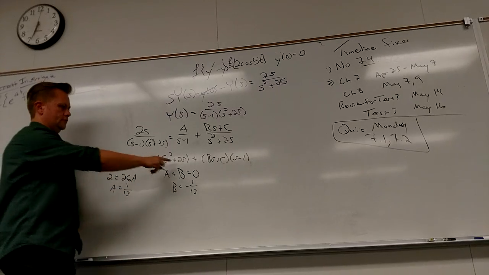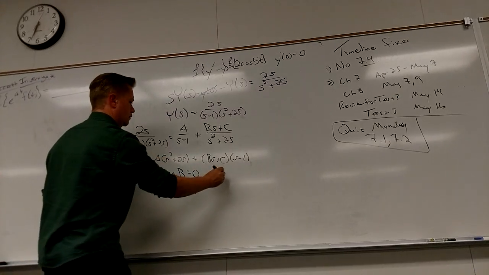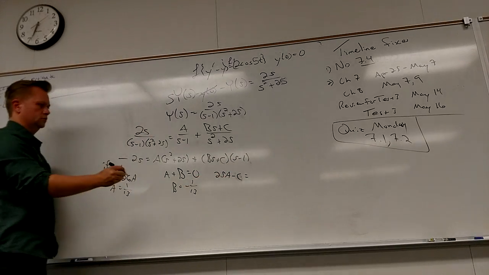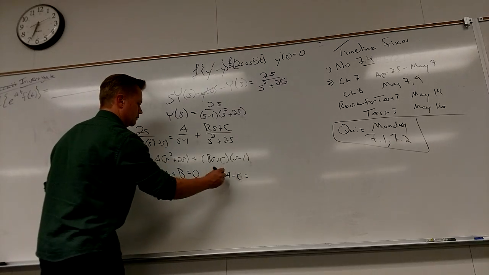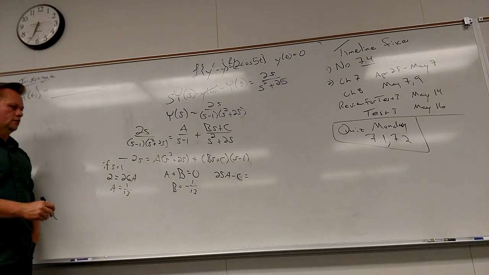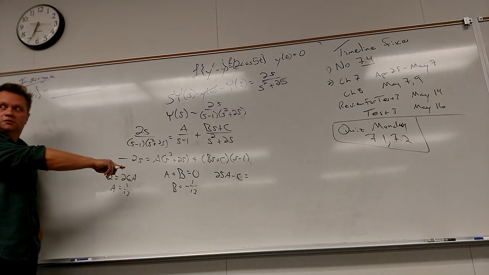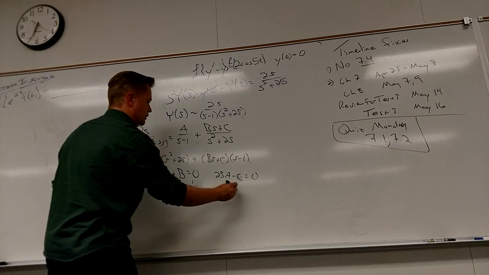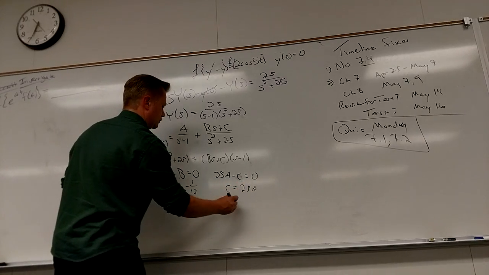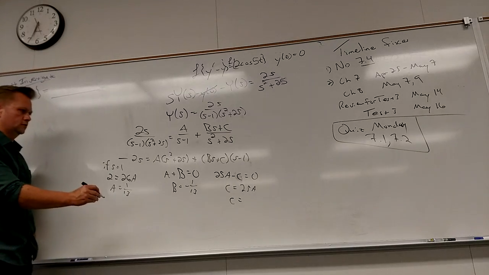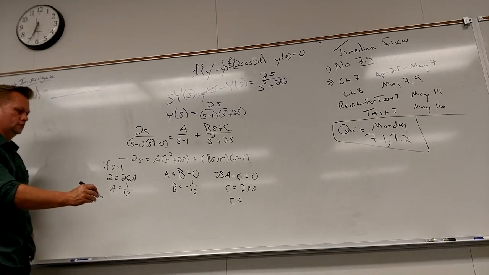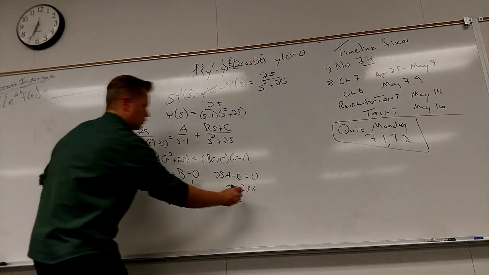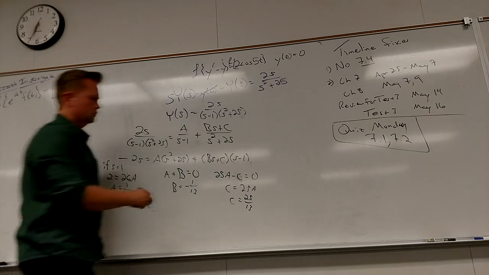25A minus C has to equal 5. That's awesome. What's the constant term on this side? Zero. That's the S term. So C has to equal 25A. So C is 25 over 13. I like it. I picked a yummy one.